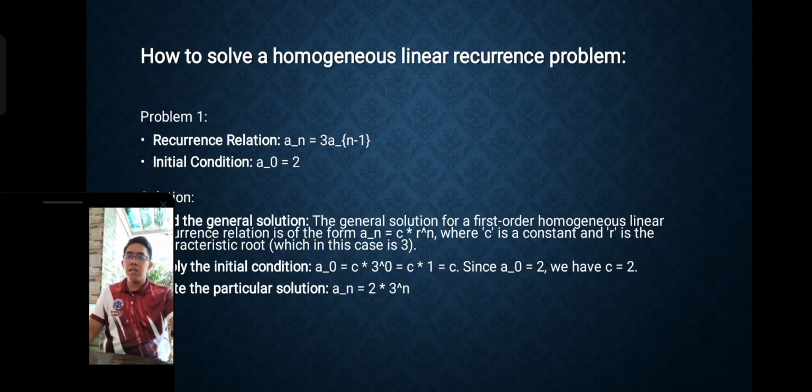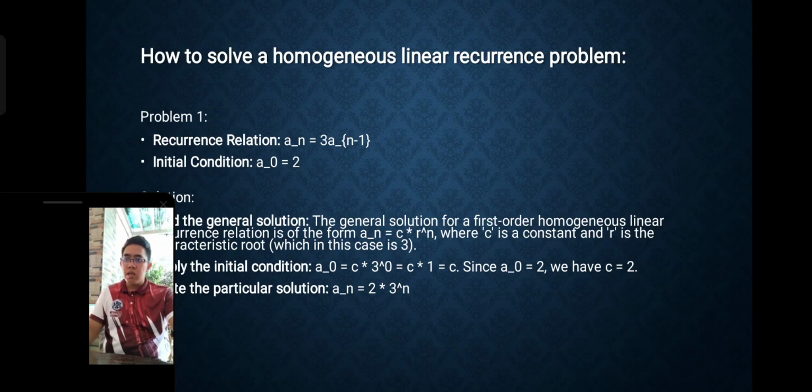Now, this is an example of how to solve a linear recurrence problem. Problem 1. The recurrence relation is a sub n equals 3a sub n minus 1. The initial condition for that is a sub 0 equals 2. Solution. You must first find the general solution, first order, of the homogeneous linear recurrence relation.